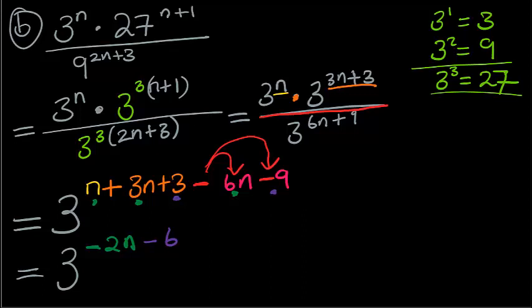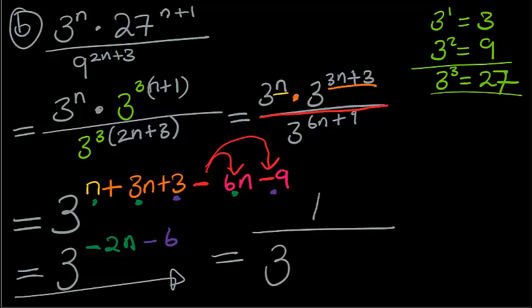If I am required to write this as an answer with only positive exponents, so basically this is my answer, but if I wanted to do this with only positive exponents, then I would write it as 1 over 3 to the power of 2n plus 6, because negative exponents means go home, and in this case, as a numerator, going home means becoming a denominator. So that's the answer to question B.